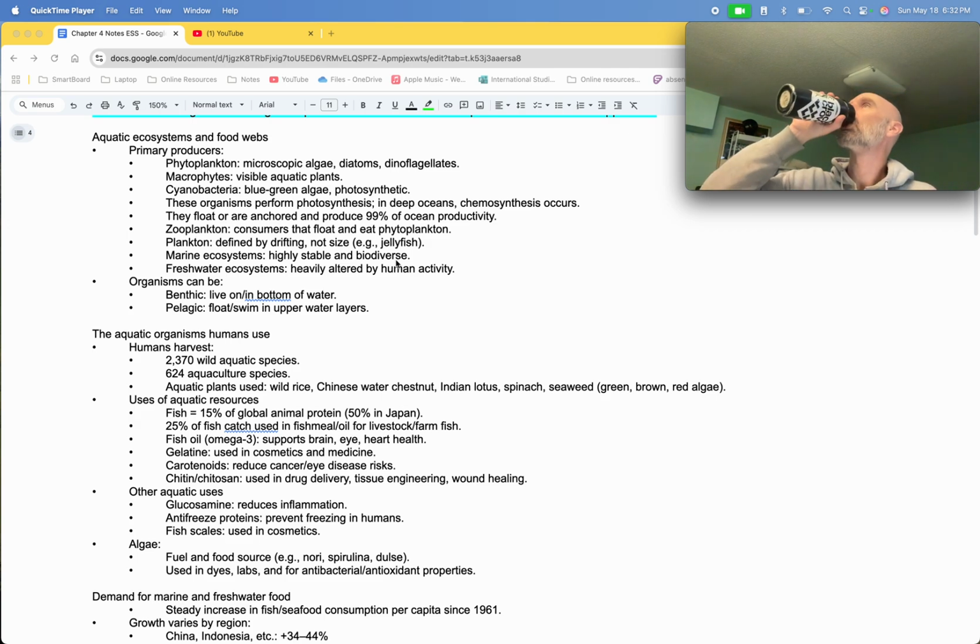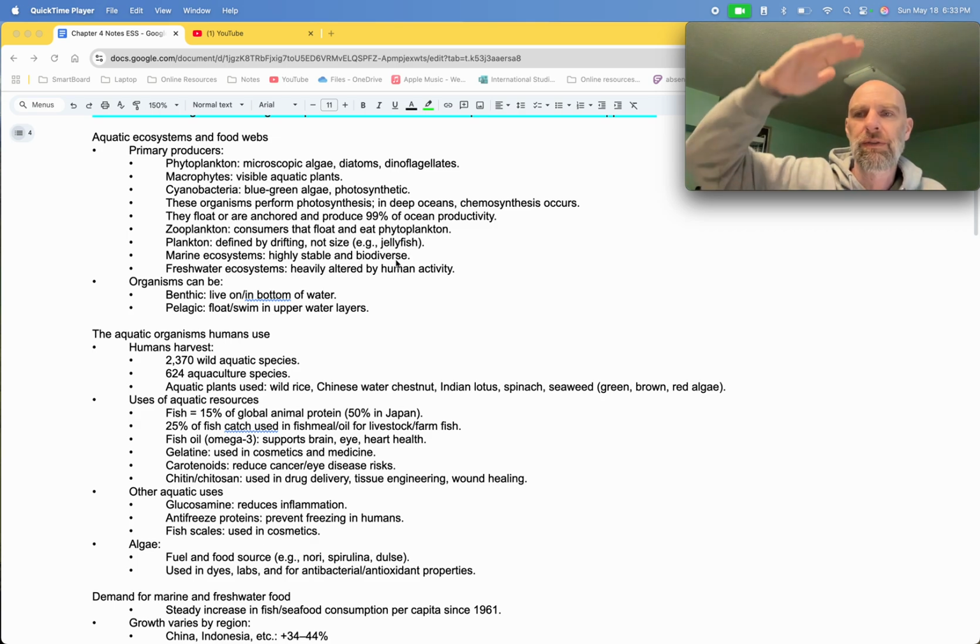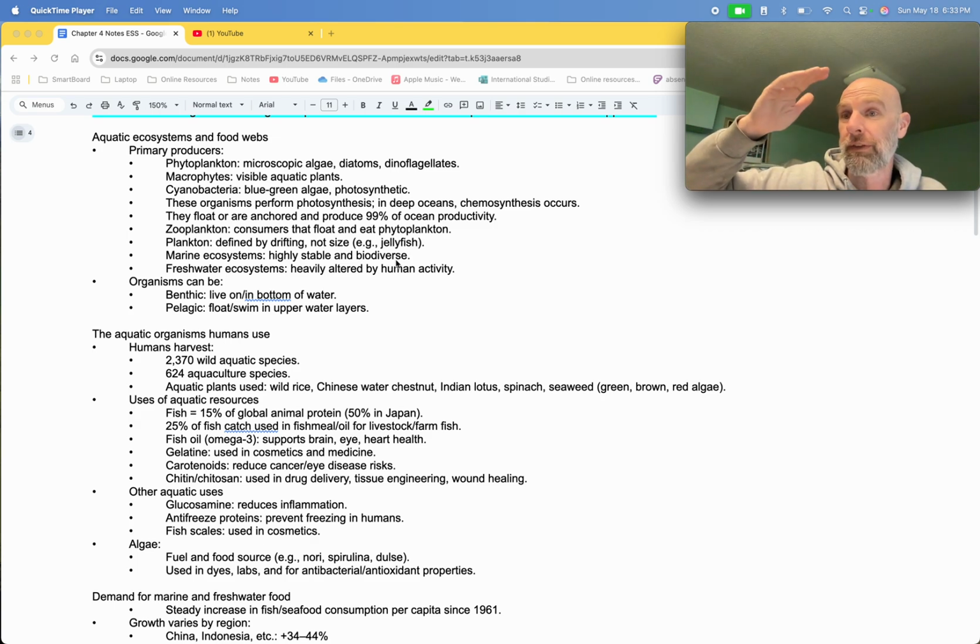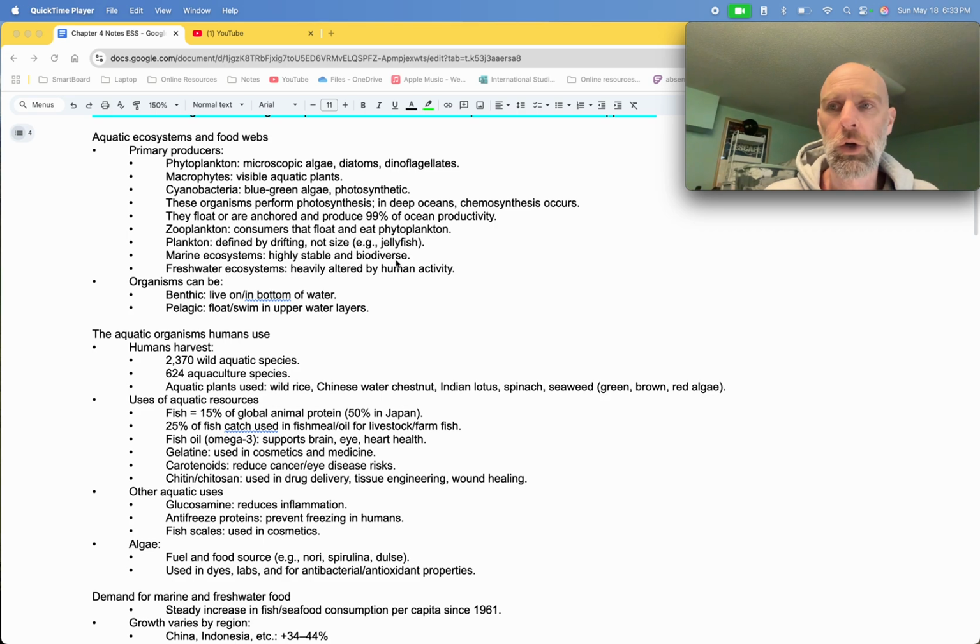If you know the ocean, there are layers that fish live at, and they'll go up and down in those according to different cycles, whether it's nighttime or daytime. So yep. All right, the aquatic organisms humans use.